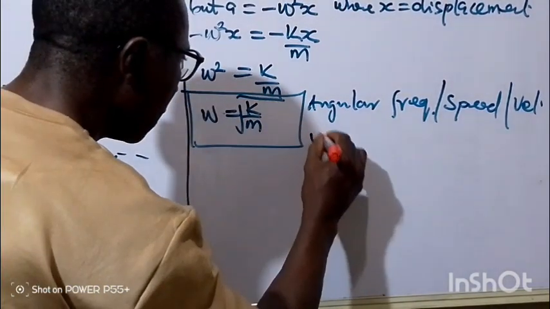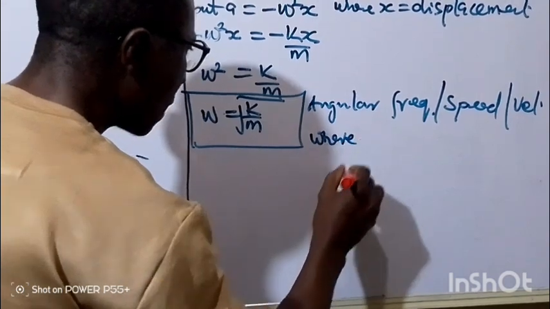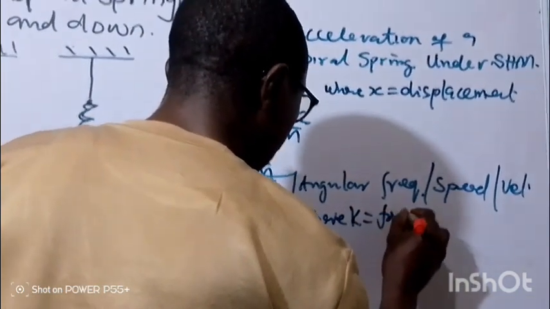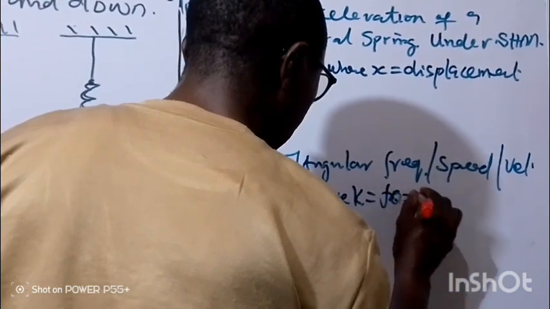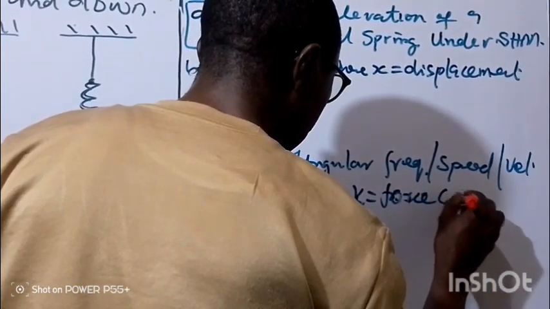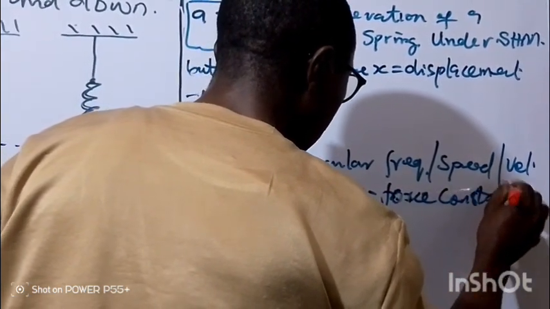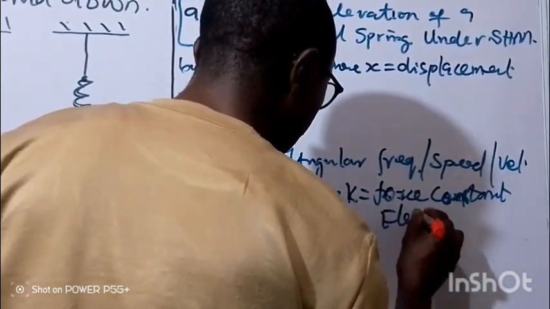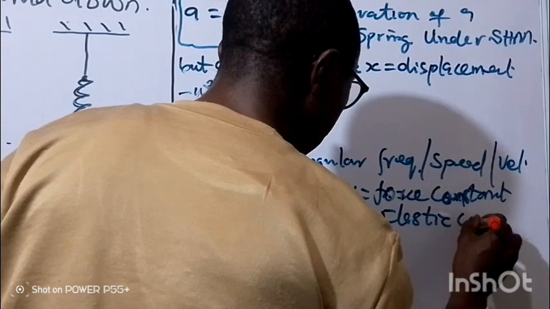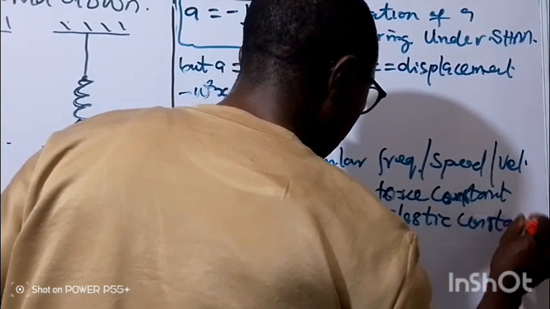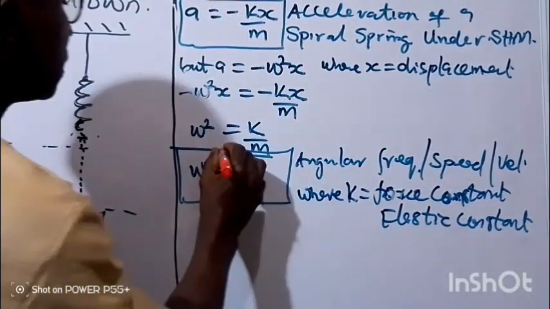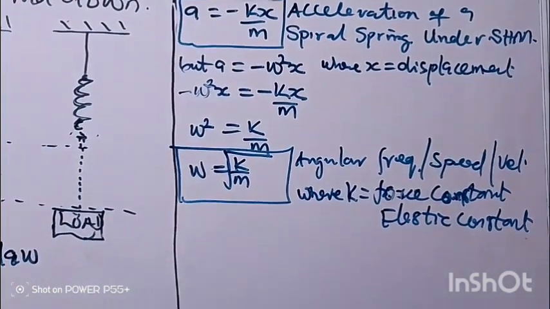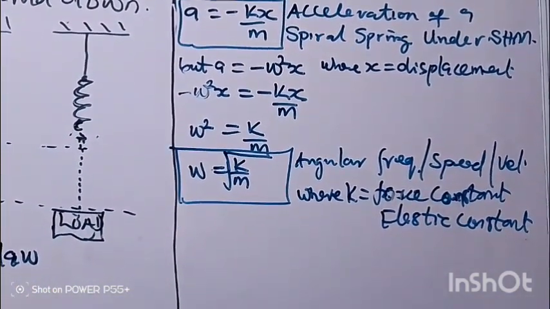Where k, from Hooke's law, is equal to the force constant. Force constant, or you call it elastic constant. Force constant or elastic constant. So that is the angular frequency of a loaded spiral spring performing simple harmonic motion.